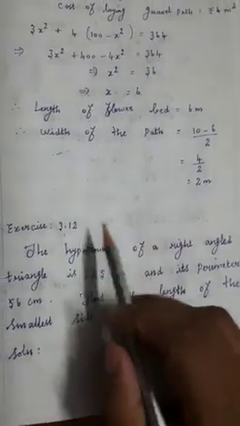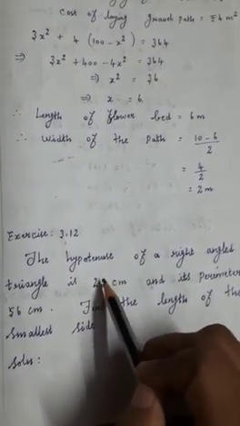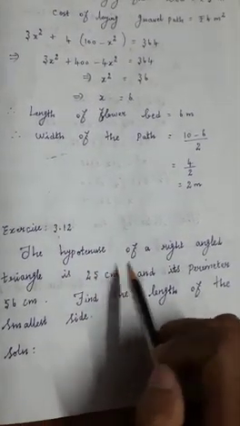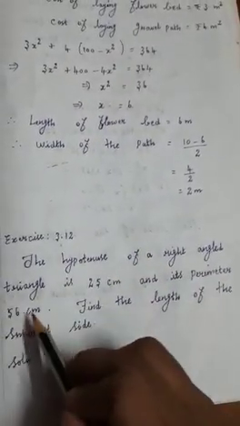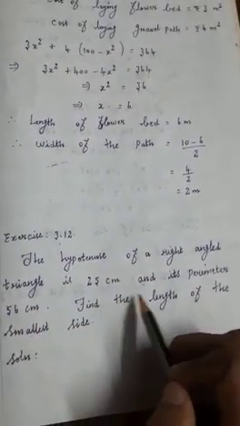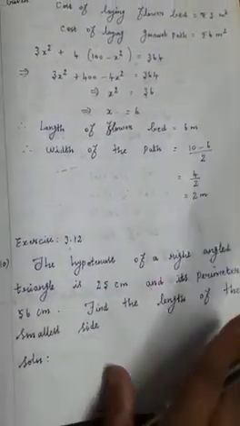So in this question, what they have given: in a right angle triangle, the hypotenuse is 25 centimeter, and its perimeter. Perimeter means all the three sides you have to add. So that is 56 centimeter they have given. We need to find only the length of the smallest side. So now see the solution.